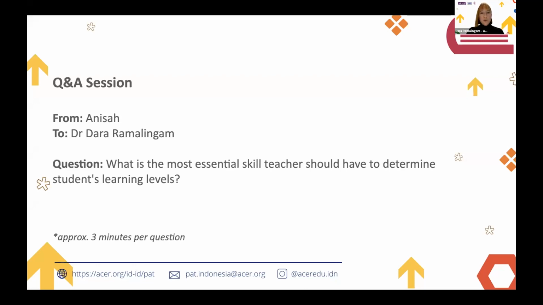I think you need to take in as many forms of evidence as you can about where a student is in a level before making that judgment. So I'm not sure there is a most essential skill. I'm sorry, that's probably not what you want to hear. But I think what a teacher needs to do is gather as much evidence as they can in many different forms to inform that judgment about where a student is at in their learning.